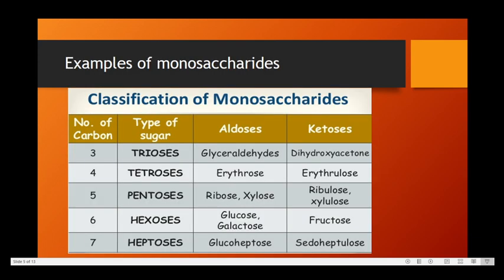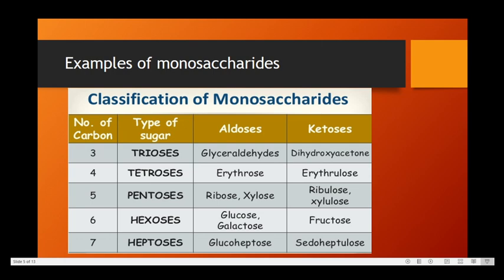So there are some examples of monosaccharides on the basis of number of carbon atoms. For triose sugar, glyceraldehyde is an aldose sugar and dihydroxyacetone is a ketose sugar. For tetroses containing 4 carbon atoms, erythrose is the aldose sugar and erythrulose is a ketose sugar. For pentoses having 5 carbon atoms, ribose and xylose are aldose sugars and ribulose and xylulose are ketose sugars.